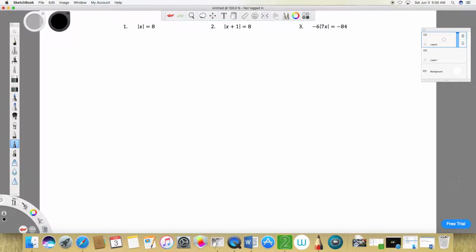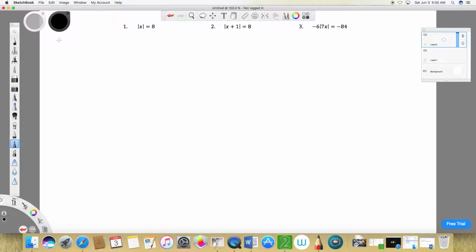To look at these three problems. They are absolute value equations. In each case, you want to, as your first step, isolate the absolute value, get it by itself, and then split the absolute value into two equations. So in problem number one, it's already by itself. So problem one is pretty straightforward.